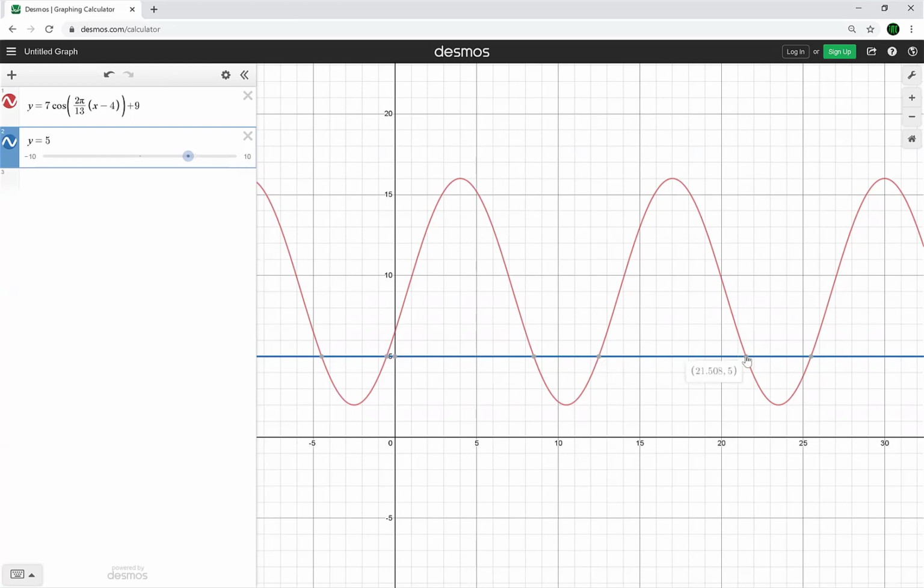And then next, comma, 21.508. And last but not least, I wonder where that common phrase comes from. Last but not least, or anyways, 25.492.